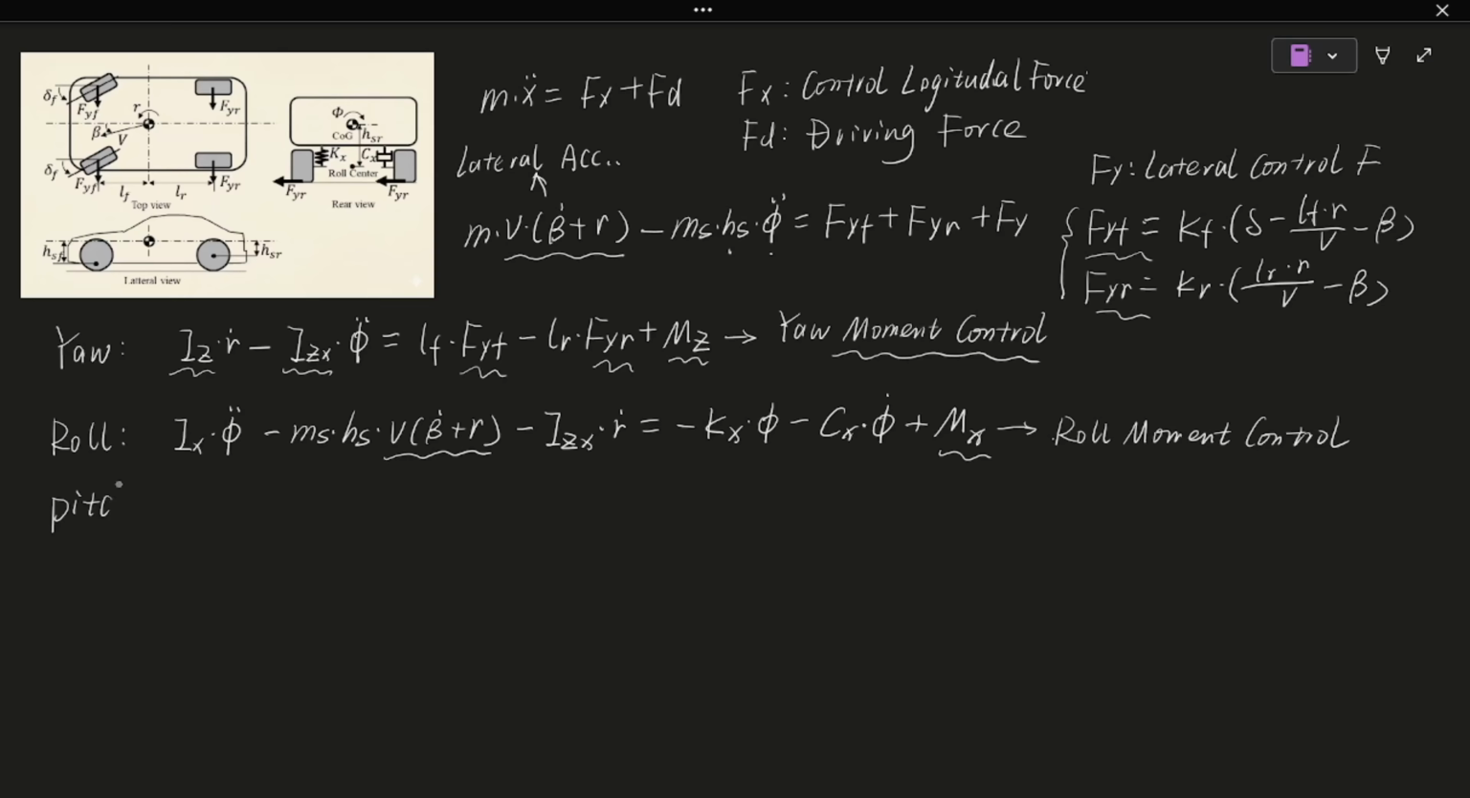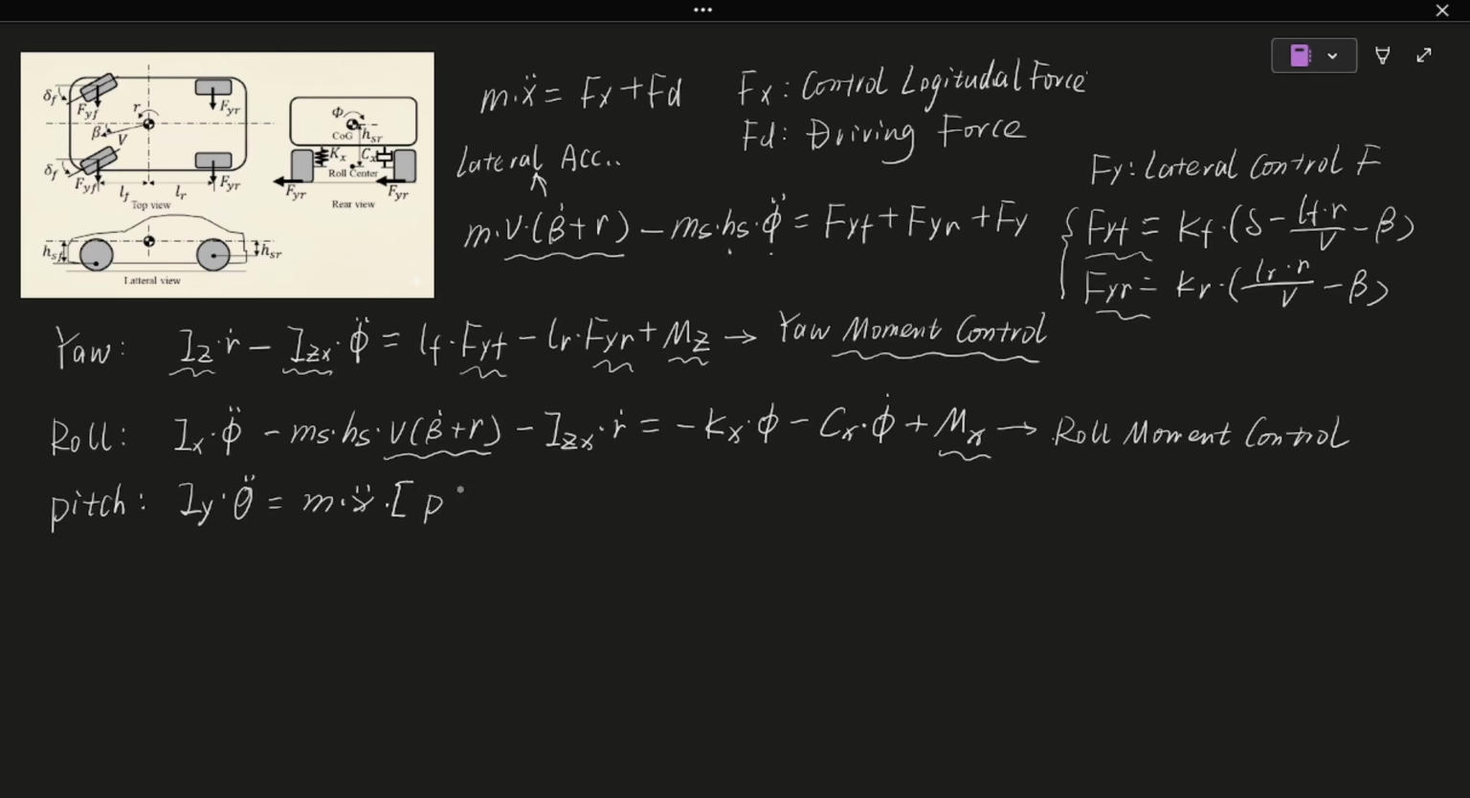Finally, the pitch motion equation. Iy times theta double dot equals m times x double dot. Here, theta double dot is the pitch acceleration. m x double dot represents total vehicle longitudinal force. Assume the distribution ratio of the longitudinal force on the front axle is P, as explained in last episode. The front downward vertical force is generated by forward longitudinal force.